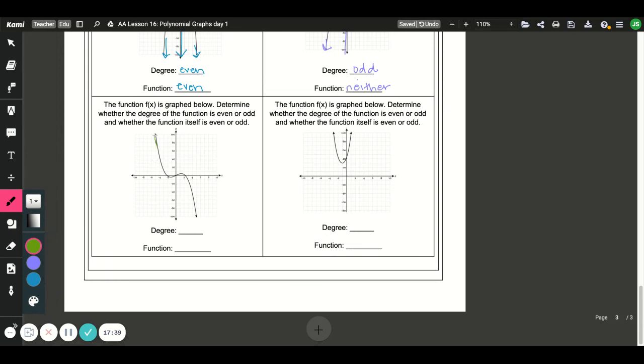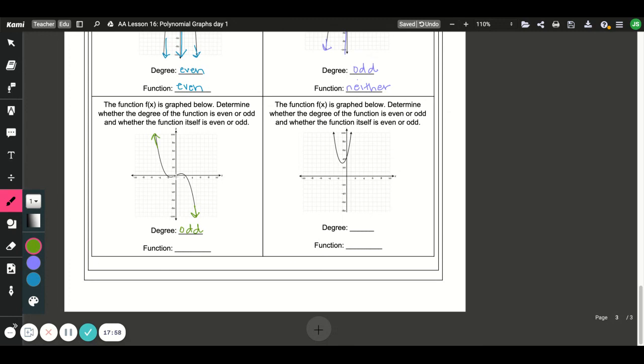This function, my ends go in opposite directions. That means my degree is odd. Odd is opposite. Opposite directions. One side points up, one side points down. They're opposite. That means it's odd.